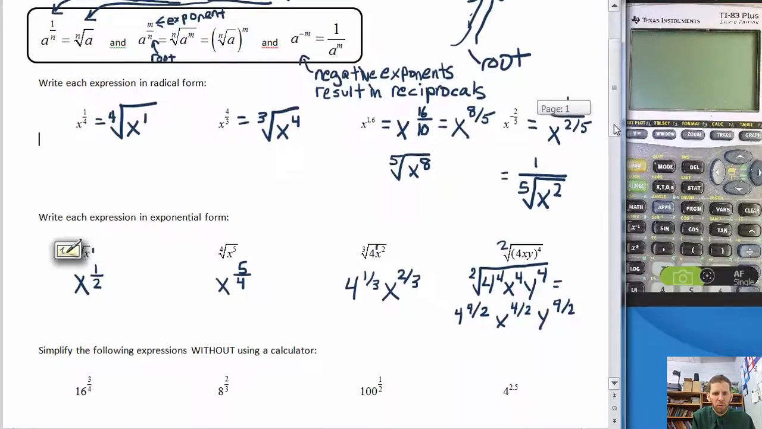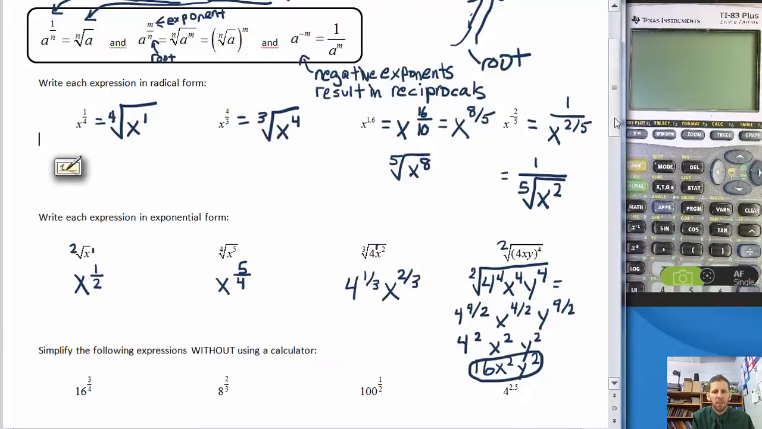Now we could simplify these things down a little bit here. We know that 4 over 2 is equal to 2. So each of these things are basically 4 over 2 is squared. The x is being squared, and the y is being squared. You should know what 4 squared is equal to. That's 16. So your final answer is just going to be 16x squared, y squared. And that's how you convert from our radical form back to our exponential form.